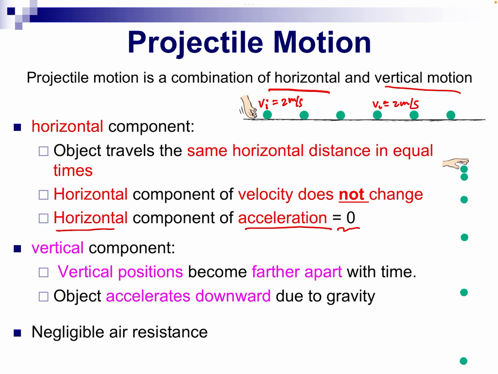Always. Okay. For the vertical component, because of gravitational pull, neglecting friction, the vertical positions become farther apart as the ball falls down. And that means that the object accelerates downwards due to gravity at a constant rate of 9.8 meters per second every second.